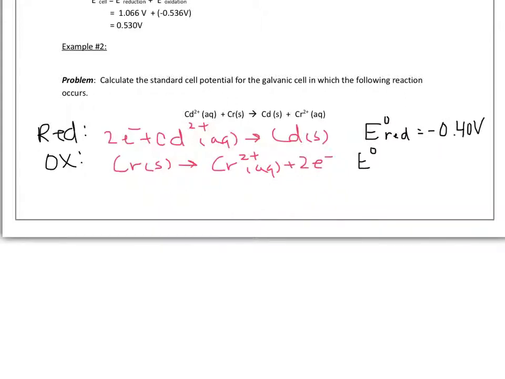The E naught for oxidation, we have to change the sign from the list, so we're going to call that positive 0.91 volts. And then we're going to add these two together on our calculators, or in our heads if we're good enough. E cell, therefore, is equal to 0.51 volts.